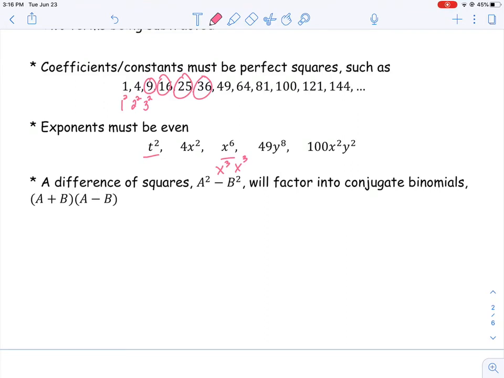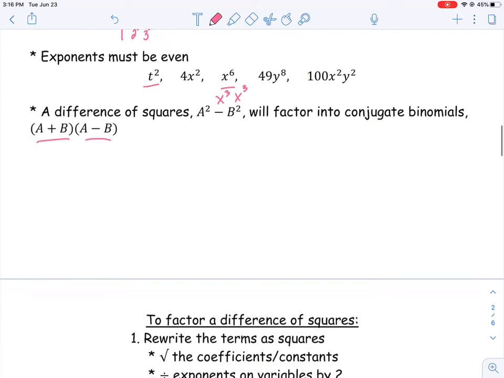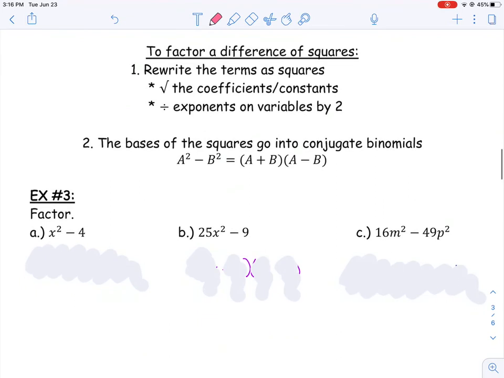If those things happen, we have two terms, it's a difference of squares, we can take that difference of squares and factor it into two conjugate binomials, meaning one has a positive sign between and one has a negative sign in between. We kind of saw that in the intro video of 5.4. Let's do a few more examples of that. So in order to factor using a difference of squares, one, we're going to rewrite our terms as squares. So any number we're going to take the square root of, and any exponent we're going to divide by 2, so we can break up each term equally. We need to then make sure that the bases of our squares go into conjugate binomials, one being positive and one being negative. Let me show you.